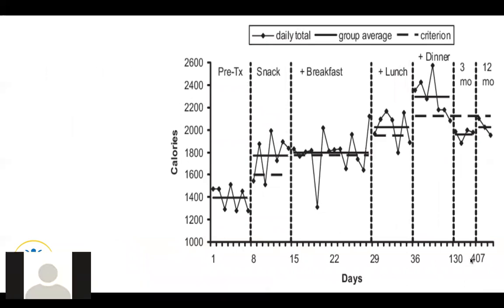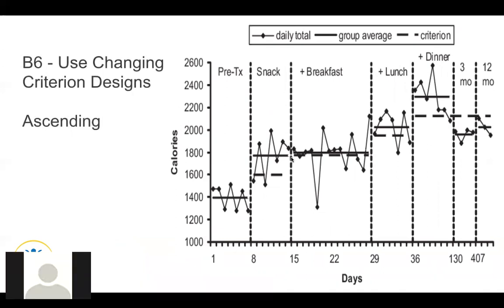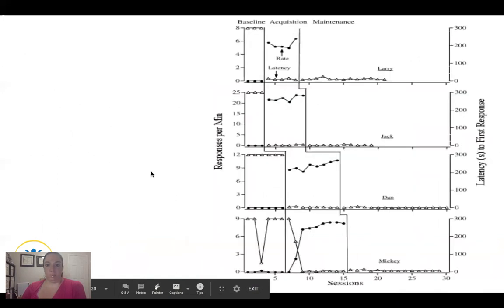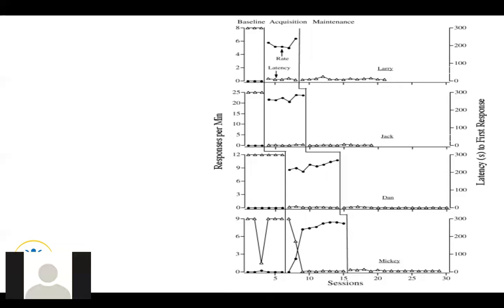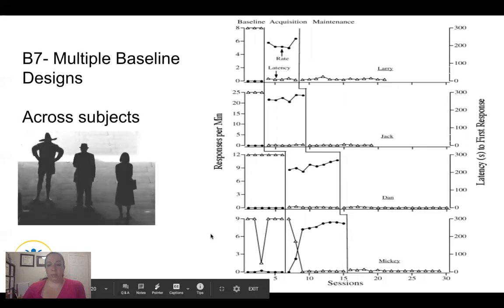This looks like a changing criterion. Correct. Ascending or descending? Ascending. Yes, even though it goes down a little bit, it mostly has an increasing trend. All right, how about this one? This one's very clear. Multiple baseline, I see this staggered across subjects. This one's pretty clear.